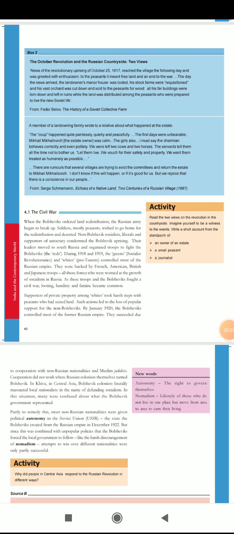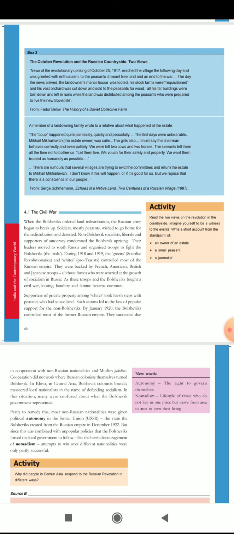Good morning, dear all. So, our second chapter of history is going on. You have seen what were the impacts of the February Revolution 1917 and the October Revolution 1917 in Russia.